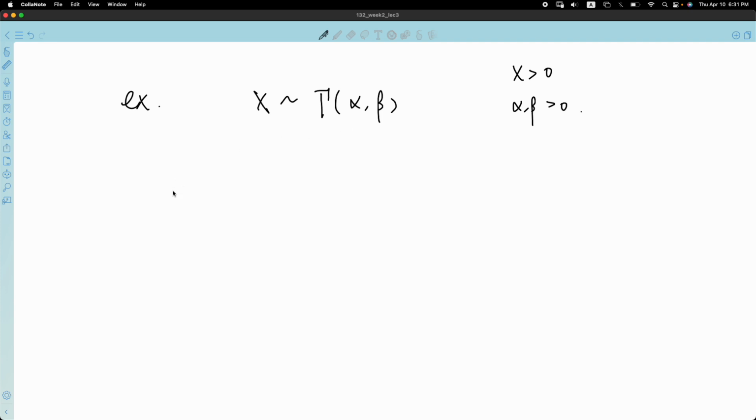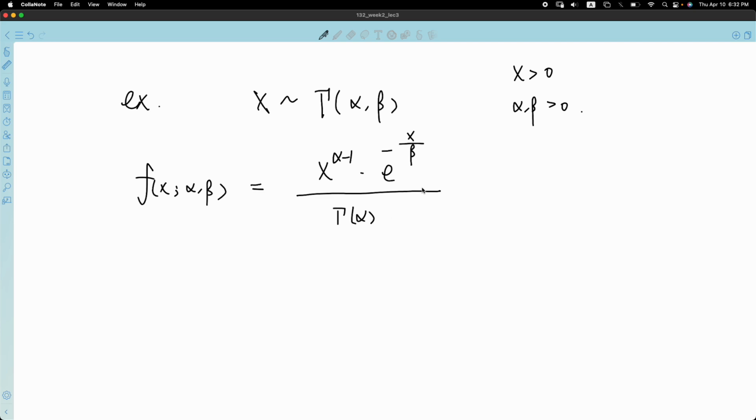Okay, so for the probability density function of a gamma distribution, if you want, you can also put alpha and beta in the parentheses. It's up to your own preference. I'm going to use this expression for the probability density function. In some textbooks it might look a little bit different, but essentially they are the same. But for this lecture, I'm going to use this expression.